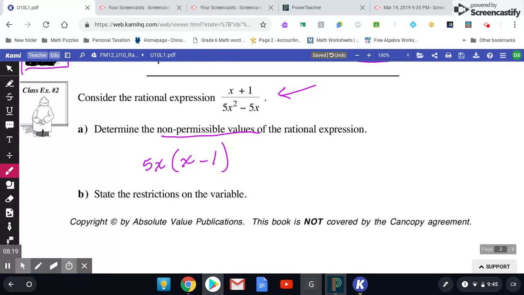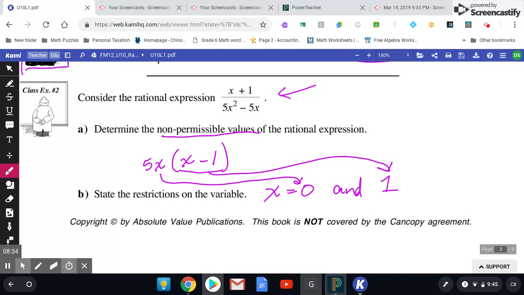This expression would turn into a 0 if x was 0 from here and +1 from this part. Now, since it says restrictions, I'm going to say what x cannot equal.